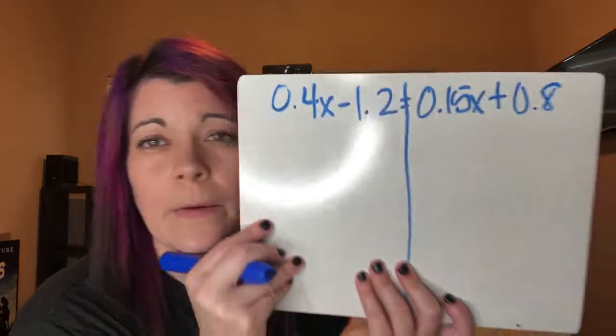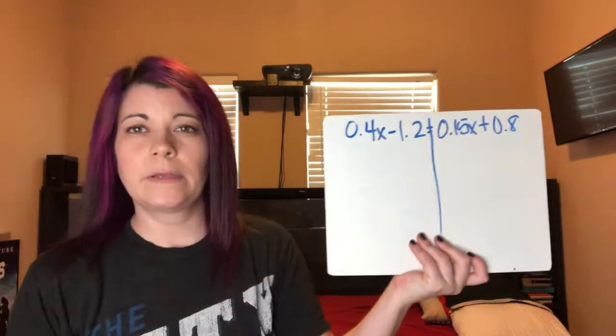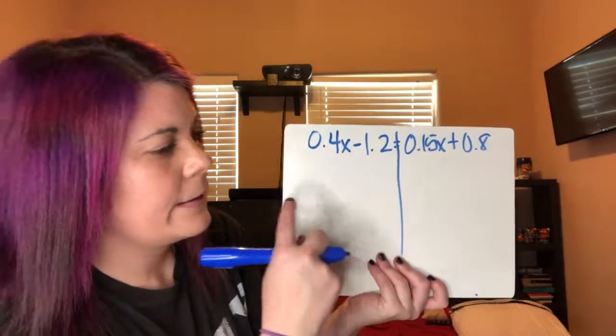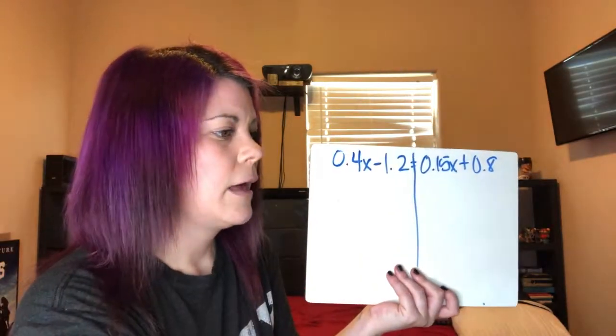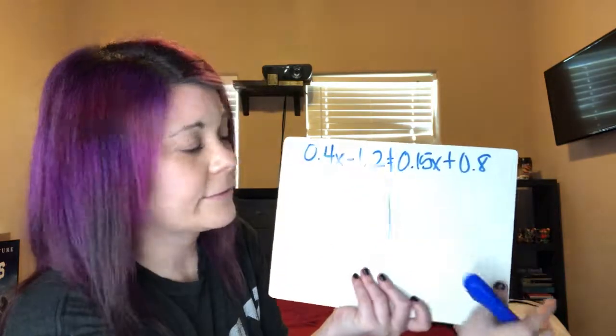Okay, so let's do decimals, solving equations with decimals. So you're going to do the exact same steps that you would when solving equations without decimals. So variables on both sides. I want to get the variable on one side, so I am going to subtract 0.15x from both sides.